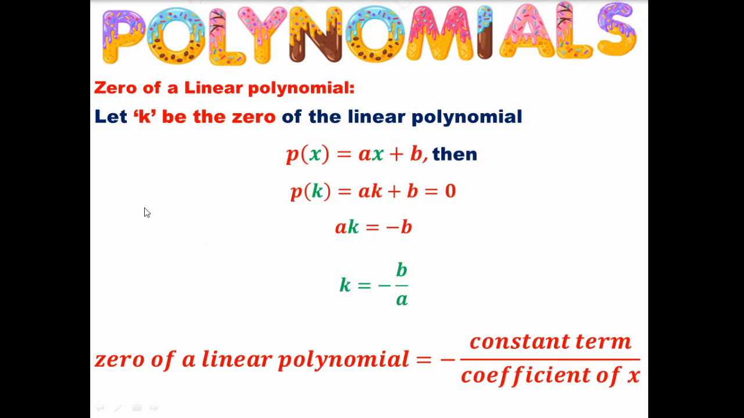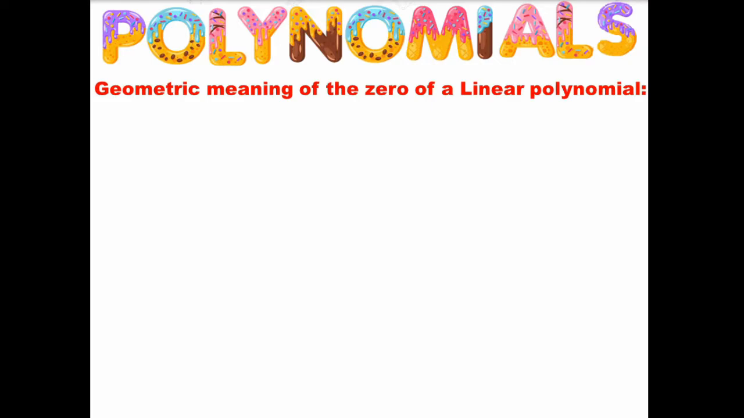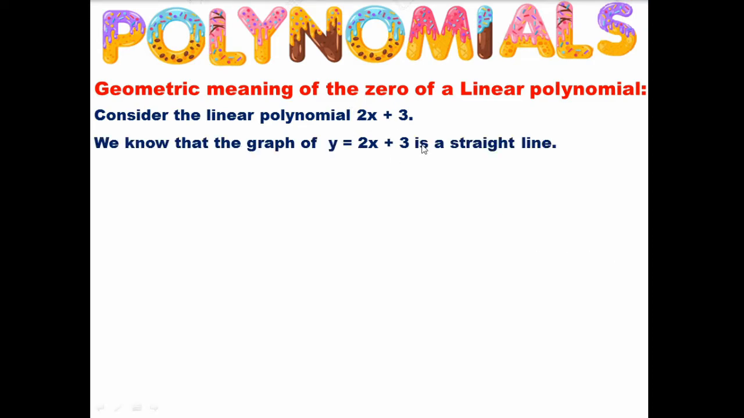Now we'll see what is the geometric meaning of this 0 of the linear polynomial. What does this linear polynomial and its 0 mean geometrically? Consider the linear polynomial 2x plus 3. And you very well know that y equal 2x plus 3 represents a straight line, isn't it? And you might have plotted the points of the straight line and drawn the straight line. All those things you might have done already. That's what I'm going to do now also.